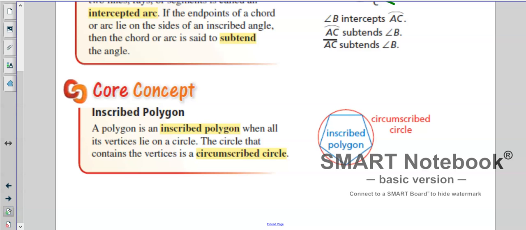Now, an inscribed polygon is when all the vertices lie on the circle. And the circle around that shape we call circumscribed. That means around. Circum means around, scribed means written. So the circle is drawn or written around the polygon.